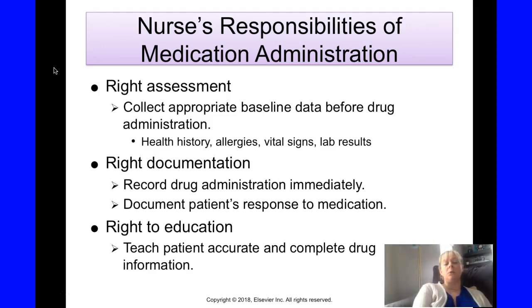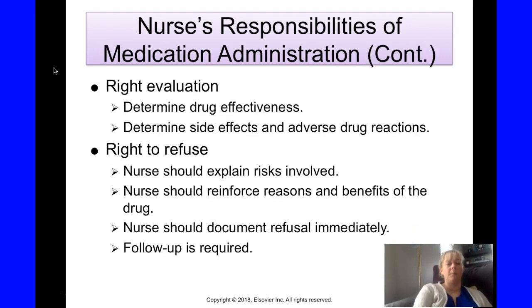Right documentation. Record it immediately and make sure you document the response to the medication. So you're going to give it, come back a little later, ask how are you doing, and make sure that they're okay. And then make sure you tell them what you're giving them and why you're giving it, and ask them if they have any questions about it. Especially if they're going home, you're going to go over a lot of side effects and things to call the doctor for.